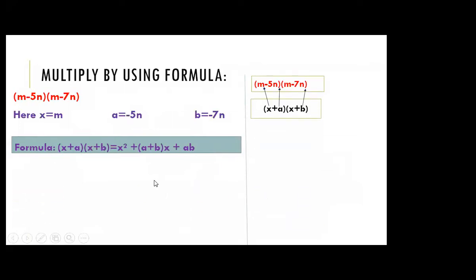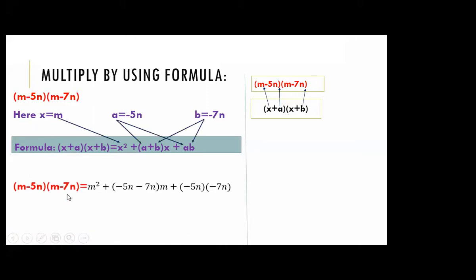Step number 1, repeat these words with me. We have to check whether we can apply the formula. Then step number 1 is here, then the formula, and then the solution. In the solution we have to just put the values of x, a, and b in the given question.